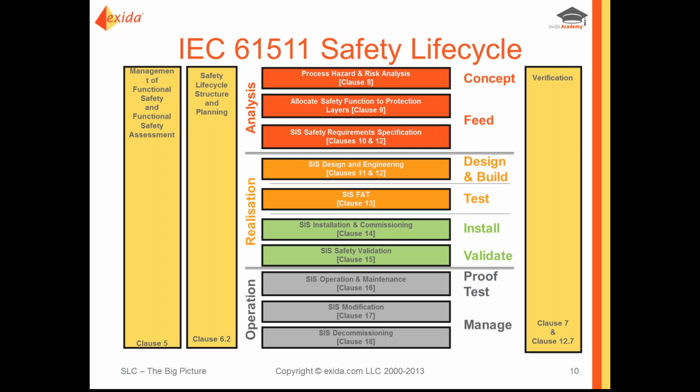Parallel to those activities, you have the yellow bars that are on the left and the right, management of functional safety and functional safety assessment. So these are the requirements. You're constantly looking at the safety requirements of your system and making sure that they're current. There's project planning, configuration management, and other related activities that assist in the entire project implementation.